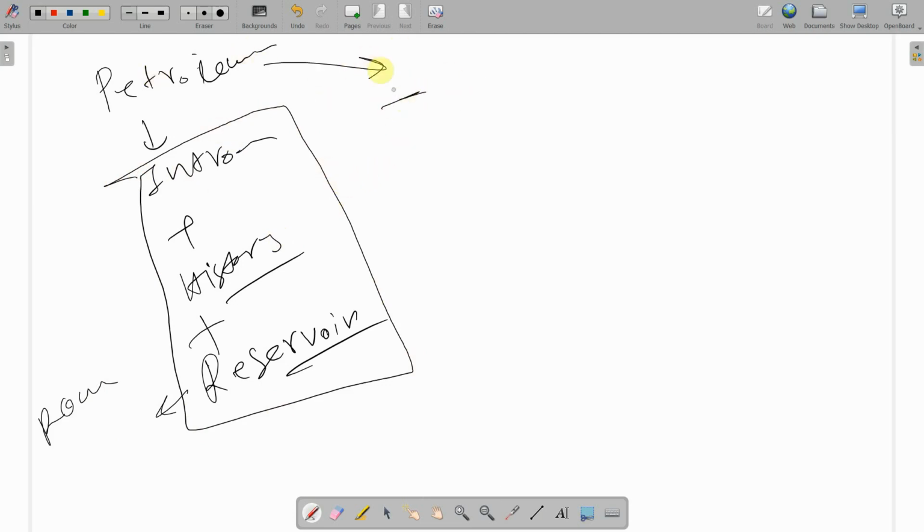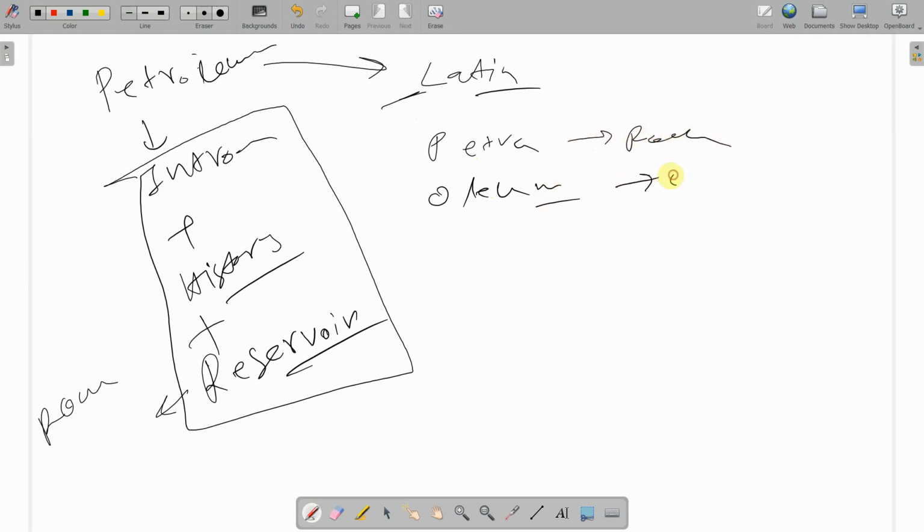petroleum. So what do you mean by petroleum? The word petroleum originates from the Latin words petra and oleum. Petra means rock and oleum means oil. It's called the rock oil, or simply we call it मिट्टी का तेल. हिंदी में क्या बोलते हैं मिट्टी का तेल, केरोसिन को?